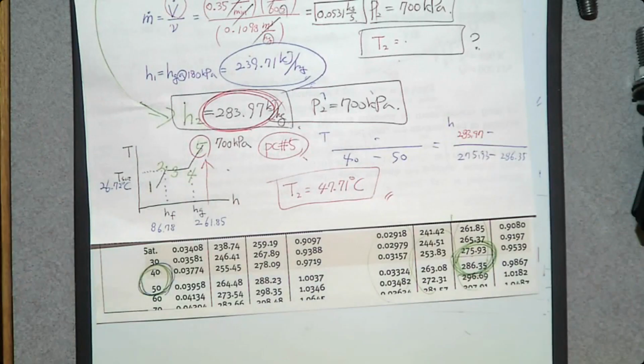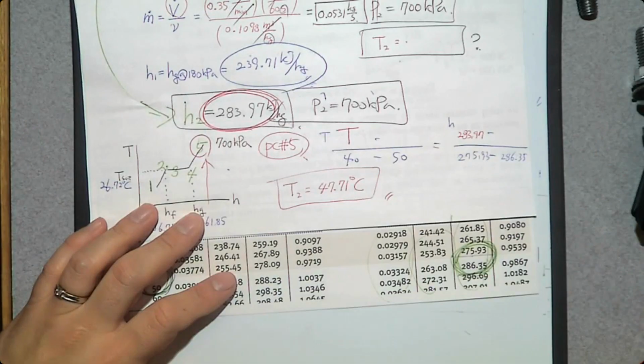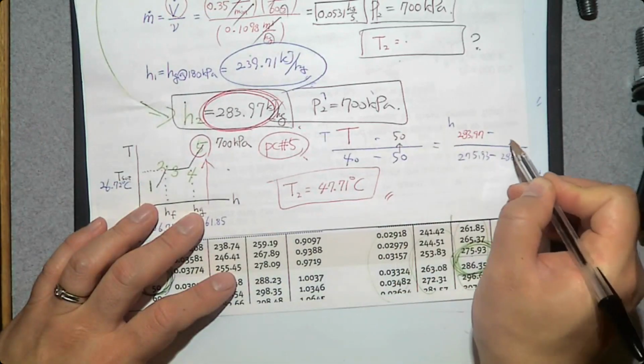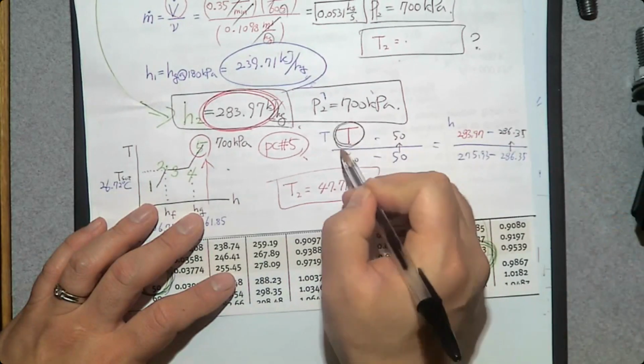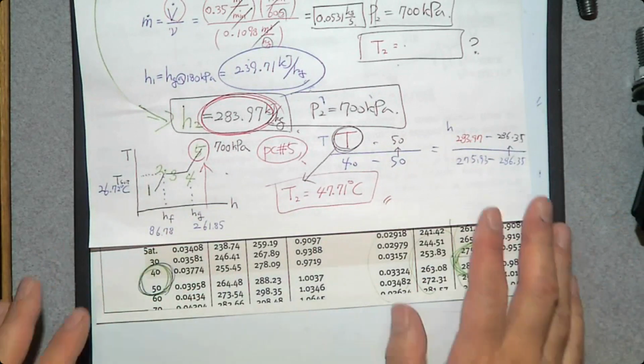Now, what is the H value that we have? 283.97. What is the position of this one? Top left on the right. Top left on the left is going to be the unknown temperature T. And this 50 goes up here, this 286.35 goes up here. If you find this T, that is 47.71. That's how you do linear interpolation.